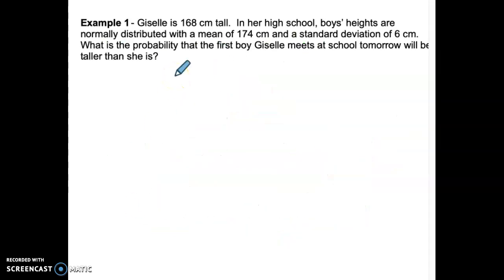So here we have Giselle. She is 168 centimeters tall. In her high school, boys' heights are normally distributed with a mean of 174 centimeters and a standard deviation of 6 centimeters. What is the probability that the first boy Giselle meets at school tomorrow will be taller than she is? So we are trying to find the probability that X, which is the first boy she meets, is greater than 168 centimeters tall. So that's what we want to figure out.